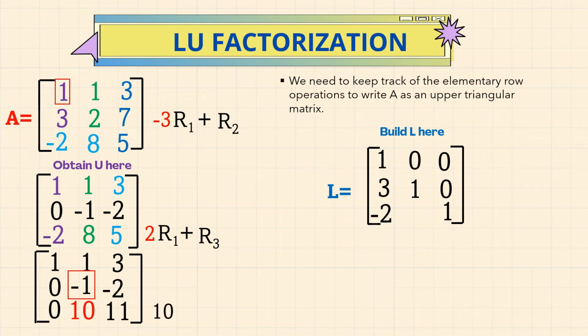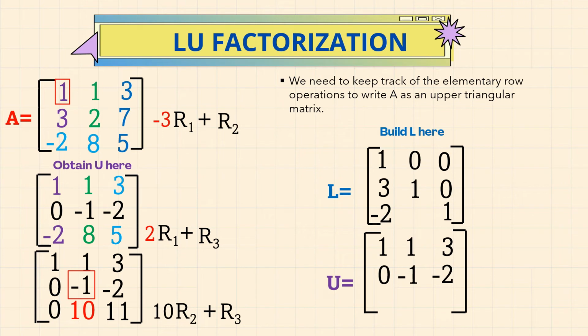Okay, this is our pivot now for the second column. This is our problem. What shall we do with 10 to make it 0? We're going to multiply 10 to row 2, then we're going to add row 3. We're going to copy first all the entries from row 1 and row 2 into our new matrix. Then let's solve for row 3.